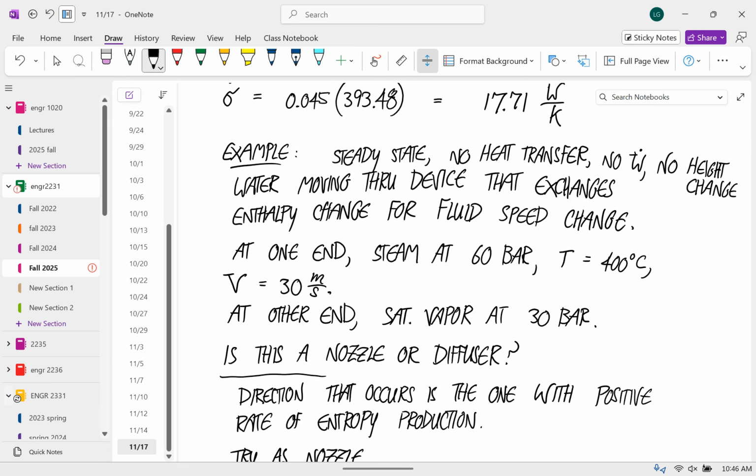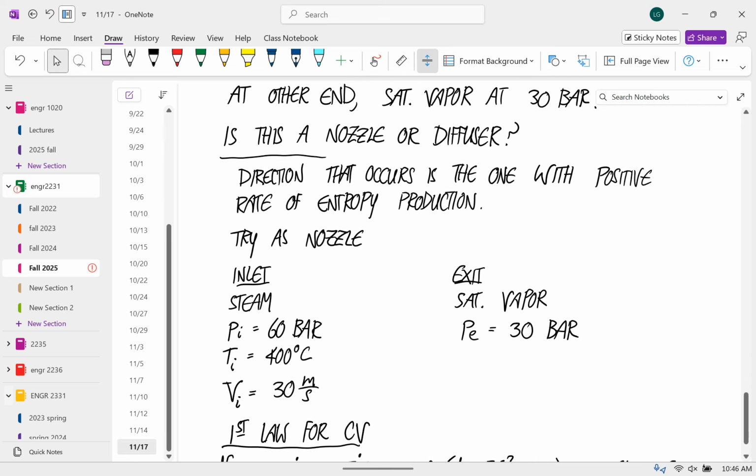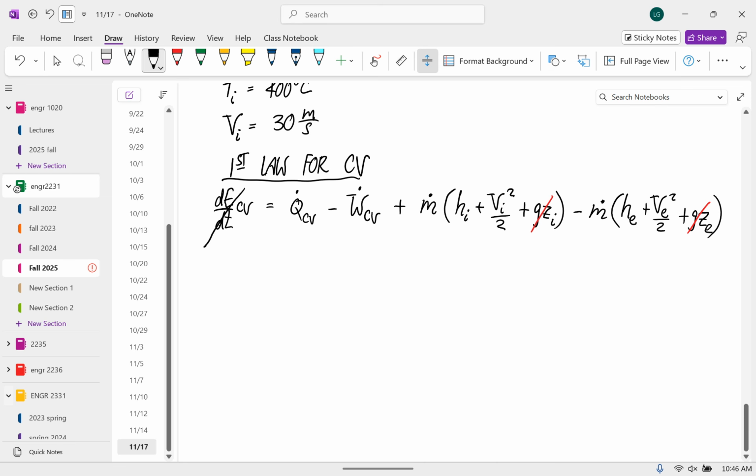So that's going to let us cancel a bunch of this stuff. Steady state means this goes away, no heat transfer, no work, and then those two cancel with each other. And the m dot in and m dot exit are the same. And so we can just write this as hi plus Vi squared over 2 is equal to he plus Ve squared over 2.